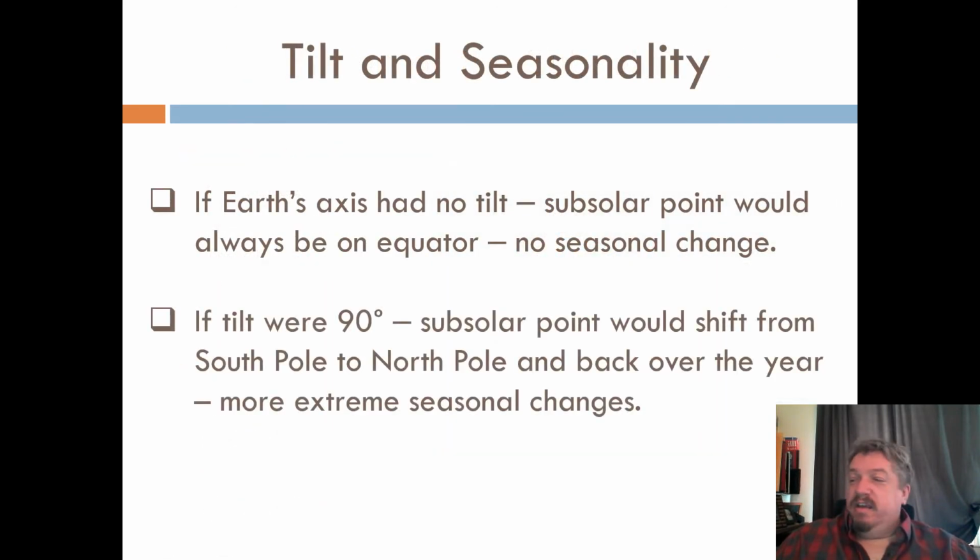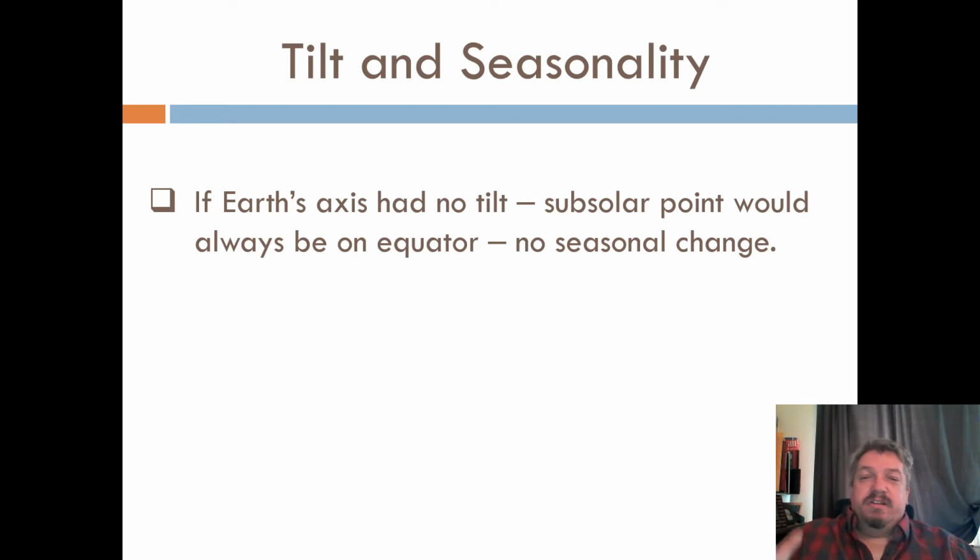By the way, you could say conversely, what if the Earth was tilted 90 degrees and the North Pole always pointed towards the sun? Like if we were kind of rolling on our side? Well, then one side of the Earth would always be in brightness, and one side of the Earth would always be in darkness.